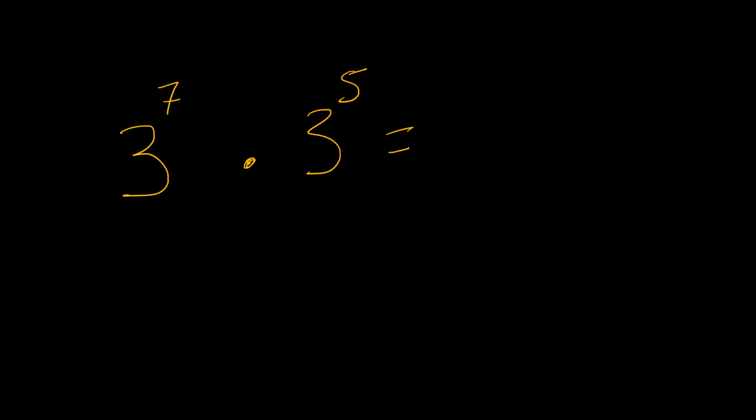Alrighty, the first thing that you should have noticed is that they have the same base, so base 3 and base 3. And then you should have realized you can add the exponents because it's being multiplied together. So we're looking at the 7 and the 5, and we're going to add them together. So we're going to get 3 to the 12th power. Awesome.